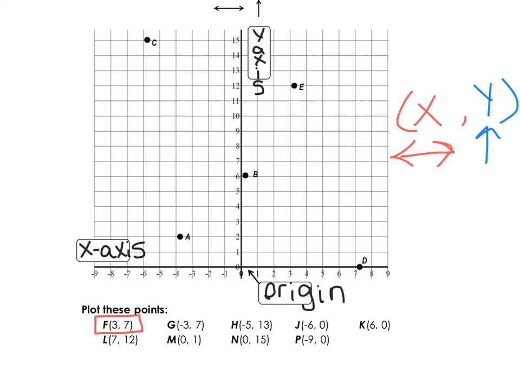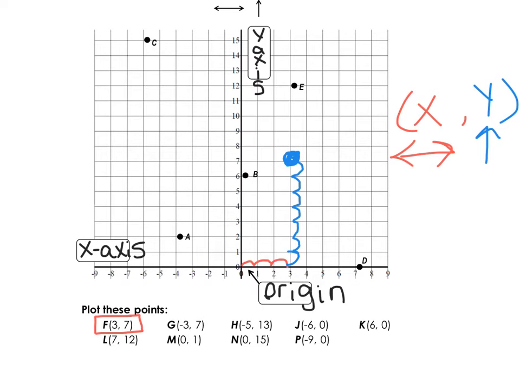If it's a positive 3, which it is, we're going to go 3 times to the right. So we're going to go 1, 2, 3. And now our Y is 7, so we're going to go up 7. 1, 2, 3, 4, 5, 6, 7. And I will plot a point right there.